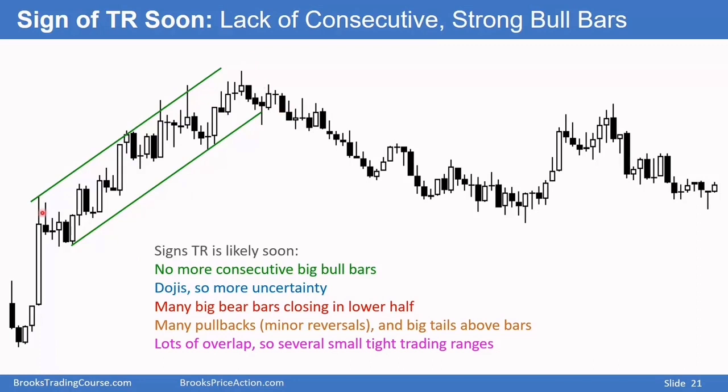And it did. Bull channel, bear flag, 75% chance you'll get a bear breakout. Spike, pullback, channel, probably will evolve into a trading range. Market cycle. Strong bull breakout, bull channel, and then trading range. And then the market decides whether to resume up or reverse down.